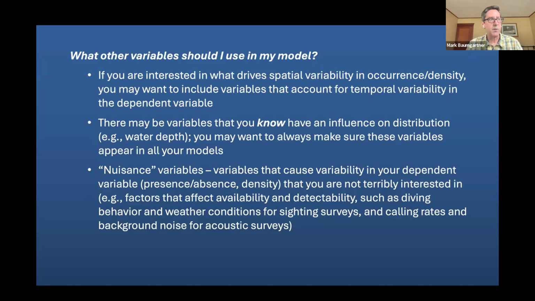A great example of this is if you've ever worked with sighting survey data. If you model sighting survey data, you always put in something like Beaufort sea state, and that's to try to capture the detectability of the species that you're interested in. You don't care about Beaufort sea state, and the animals probably don't care about Beaufort sea state, but Beaufort sea state is absolutely affecting how well you're able to detect that species. And so in acoustics, you might want to include things like background noise, calling rates. I don't know how you would incorporate that, but it's something to think about.